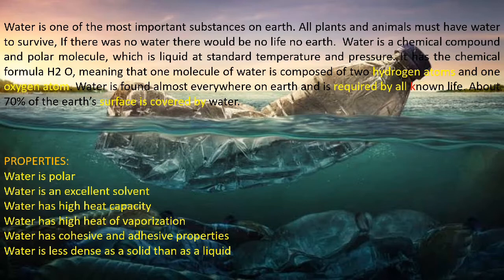Water is a chemical compound and polar molecule, which is liquid at standard temperature and pressure. It has the chemical formula H2O, meaning that one molecule of water is composed of 2 hydrogen atoms and 1 oxygen atom. Water is found almost everywhere on Earth and is required by all known life. About 70% of Earth's surface is covered by water.